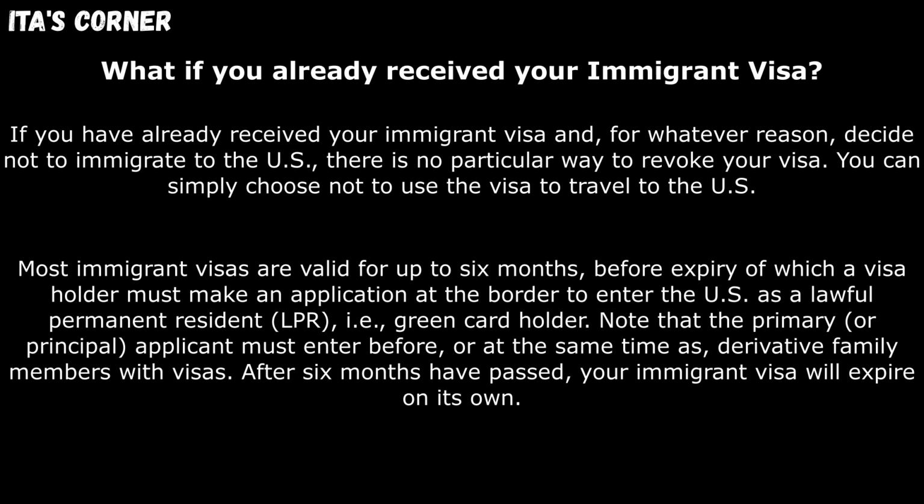Okay, guys? So, if you are currently in your country of residence and you already have received your immigrant visa from the U.S. Embassy, and for whatever reasons you decide not to travel to the US, you can simply just not travel. Your visa will expire within 6 months from the date it was stamped by the US Embassy. Okay? Now let's look at some things that you should consider before withdrawing your US immigration application.